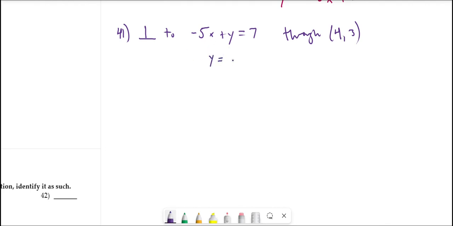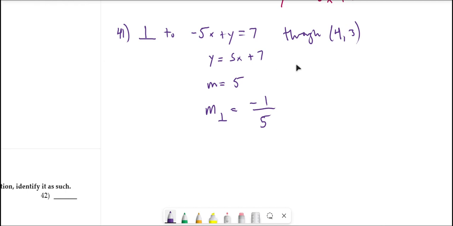We still need to find out what the original slope is, and the easiest way to do that is to put it in slope-intercept form and look at the coefficient of x. And this gives us a slope of 5, and so the perpendicular slope will be the negative reciprocal of 5, or 1 over 5, times negative 1. So this is going to give us minus 1 over 5.